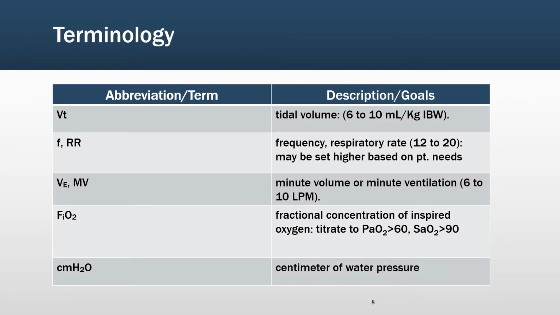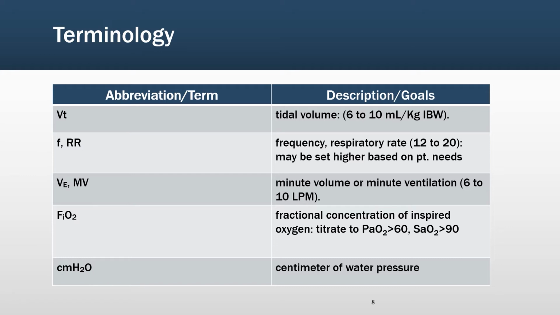In order to understand mechanical ventilation, it is important to understand some of the terminology used. Please see the Mechanical Ventilator Terminology handout, which was created as a resource for this material. So the abbreviation VT is tidal volume, typically 6 to 10 mL per kilogram of ideal body weight. F or RR is considered to be the respiratory rate. 12 to 20 is fairly typical, maybe set higher based on the patient's needs.